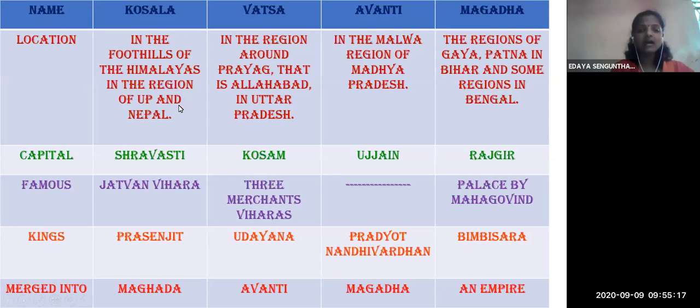It's Bimbisara. And merged into, I'll only read: Kosala kingdom merged to Magadha. Vatsa merged to Avanti. But again Avanti merged into Magadha, meaning everything. Kosala, Vatsa, Avanti, all the three Mahajanapadas merged into Magadha and Magadha turned into an empire.